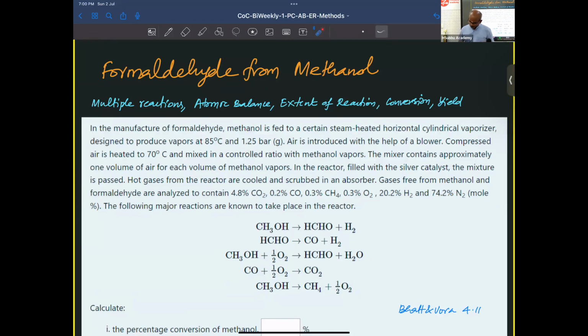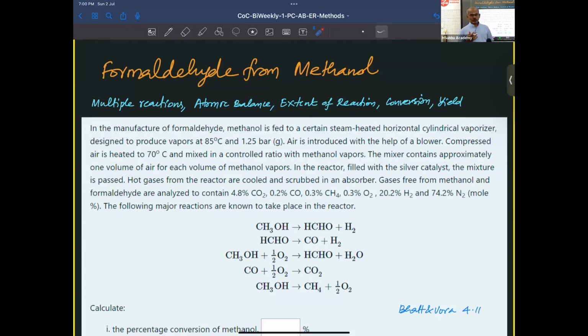Okay. In the reactor filled with silver catalyst, the mixture is passed. This mixture of what is it? Methanol and air in the ratio 1:1. Of course, it is given by volume, 1 volume of air for each volume of methanol.